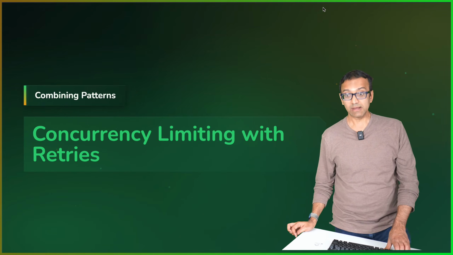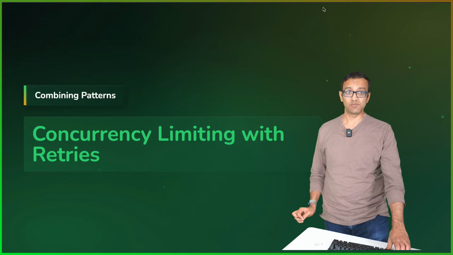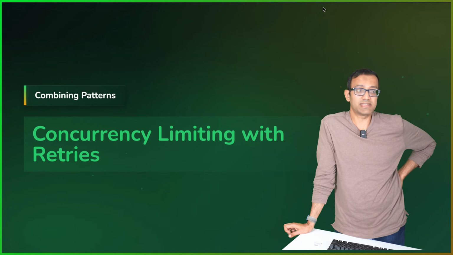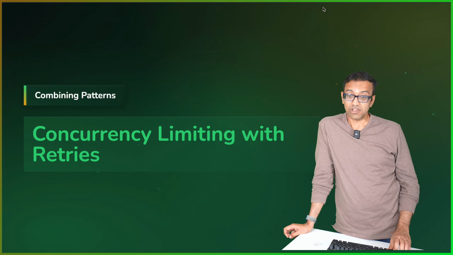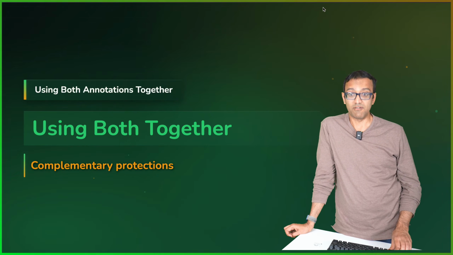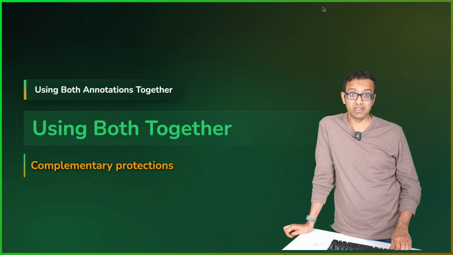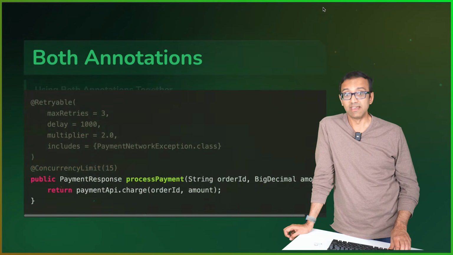All right, and you can combine these two patterns. What are the two patterns we learned today? Concurrency limiting and retries. You can actually combine them both. They solve different problems, but they work well together, right? So you get complementary protection with concurrency limit and retriable.